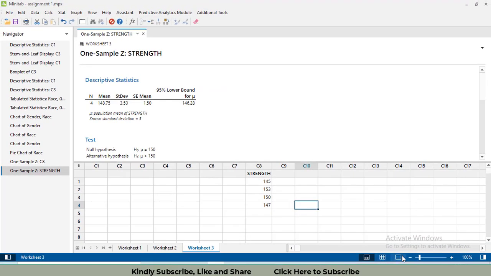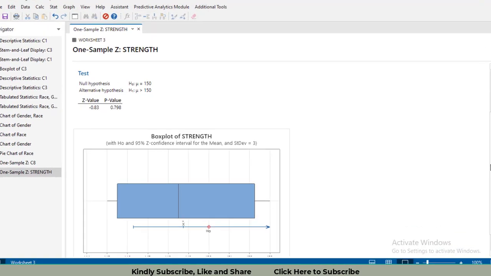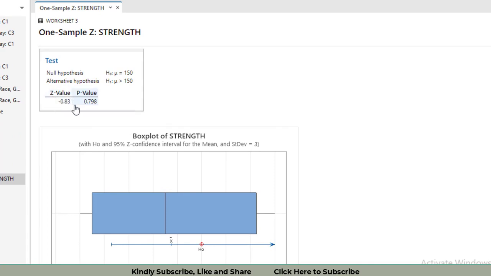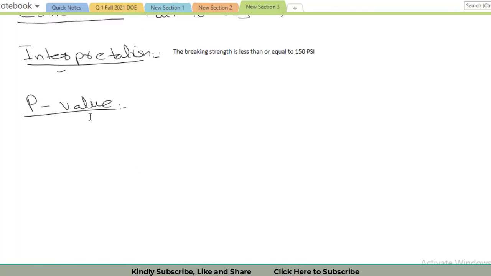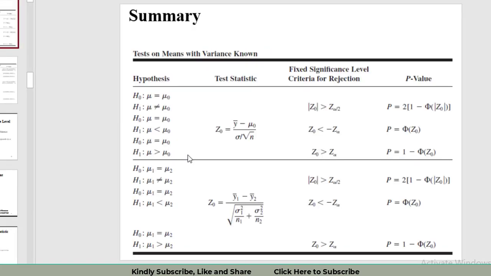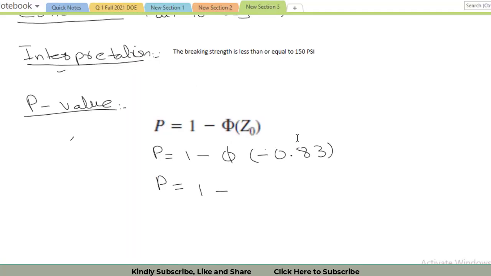So here what we got is that our z value is minus 0.83 and the associated p-value is 0.798, that tells us that we fail to reject the null hypothesis. The last thing which I'm going to do is the calculation of the p-value for this test. The expression that will be used for the calculation of the p-value is p is equal to 1 minus the probability associated with z0. I copied that formula and I've written p is equal to 1 minus the probability associated with minus 0.83.